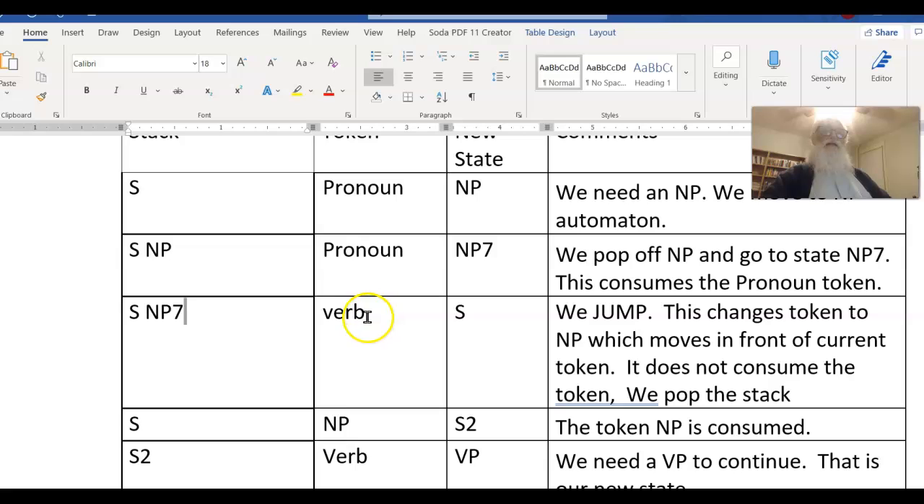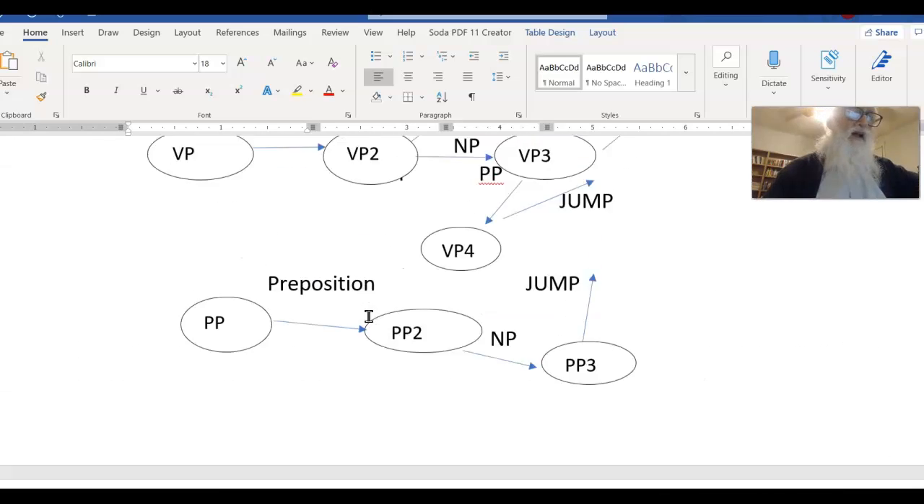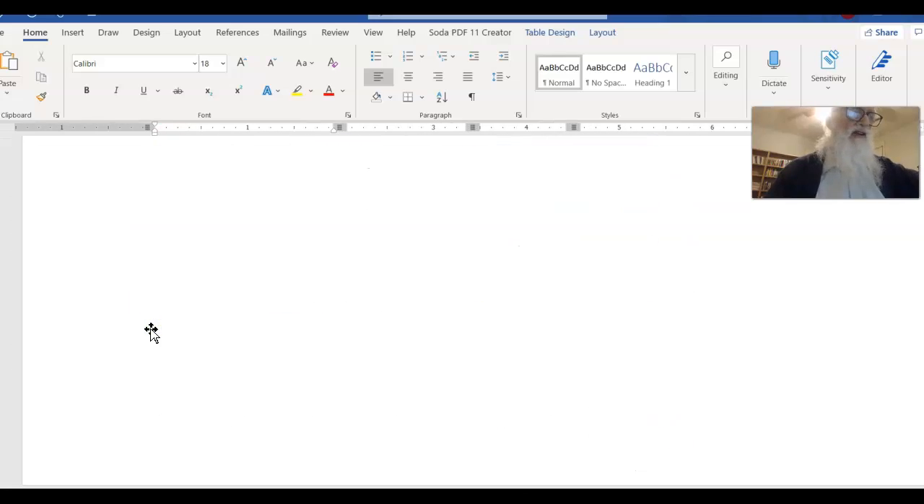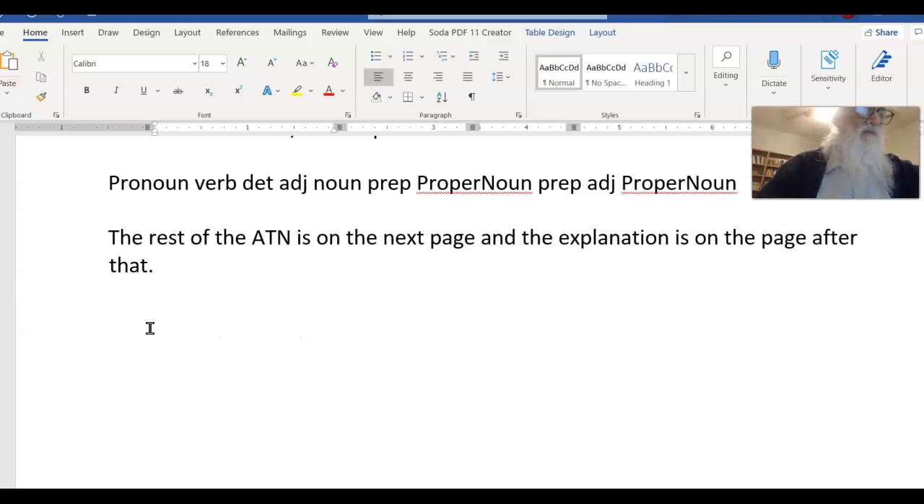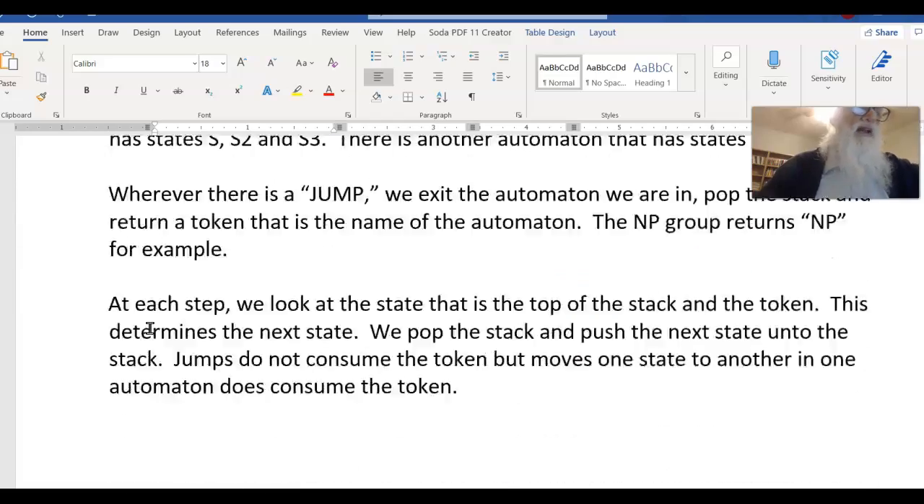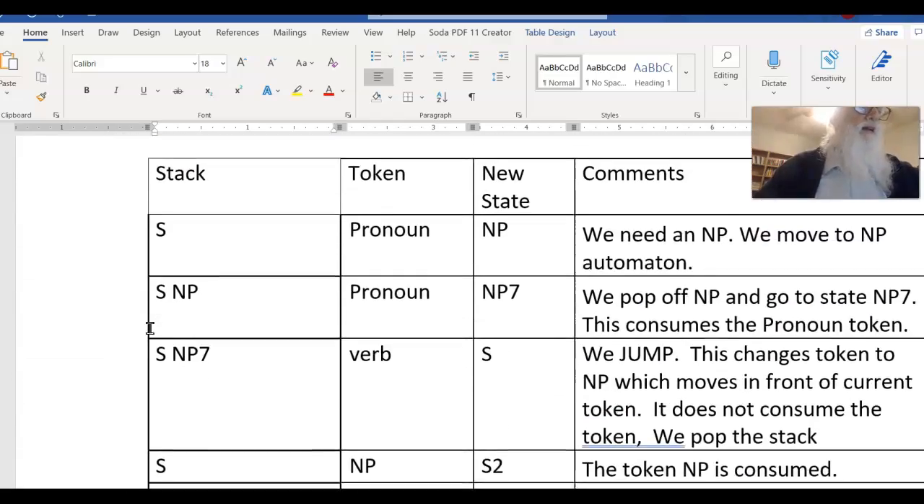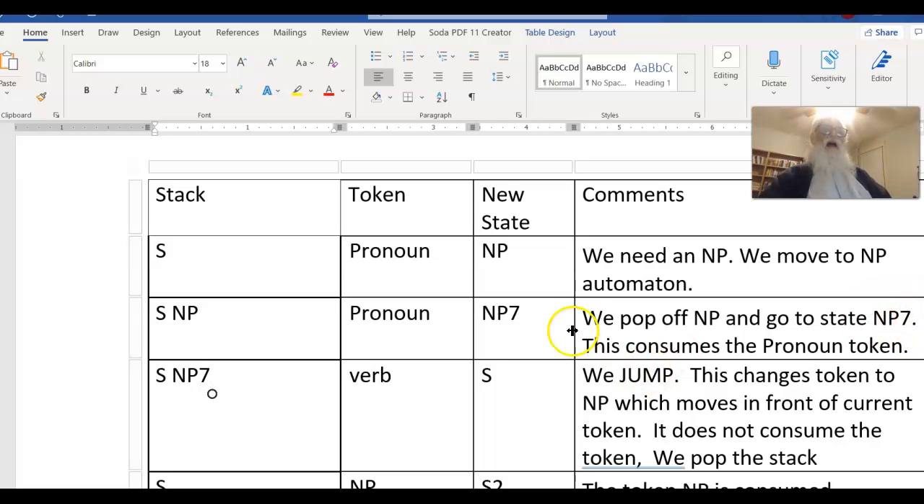Now I see a verb. Well, I don't have any place to go in NP with a verb. And if you look at NP7, the only possibility in NP7 is to jump. So I'm going to do a jump. I'm going to get out of the NPs. When I get out of the NPs, I return a token NP. And we pop off the NP.